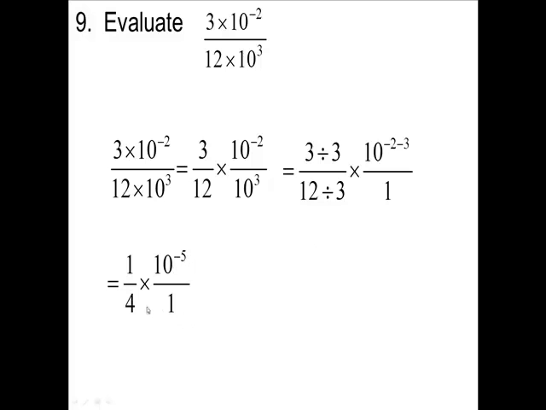Alright? Now what is 1/4 as a decimal? How do you write 1/4 as a decimal? If you take 1 and divide it by 4, you get 25 cents, wouldn't you? So 1/4 can be written as a quarter, or 25 cents, times 10 to the negative 5.